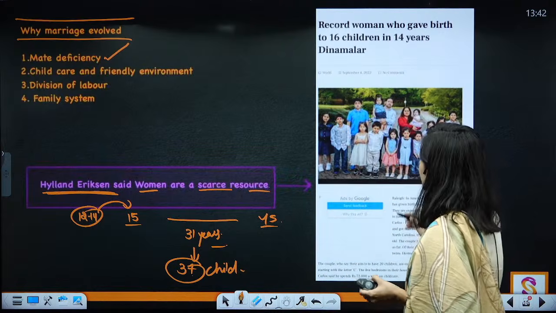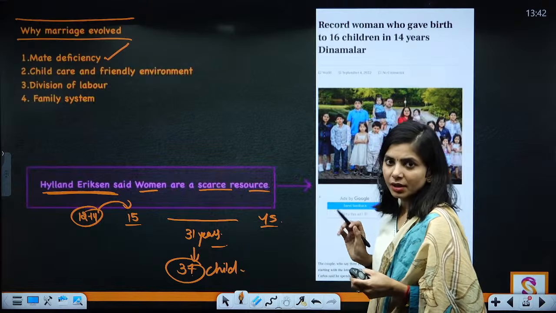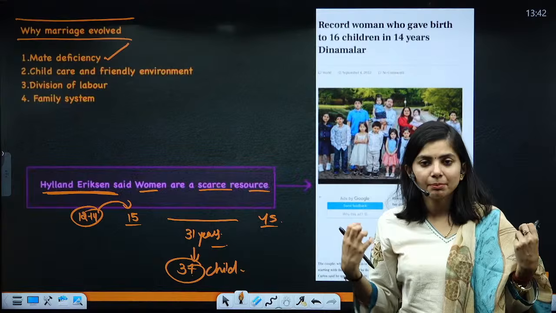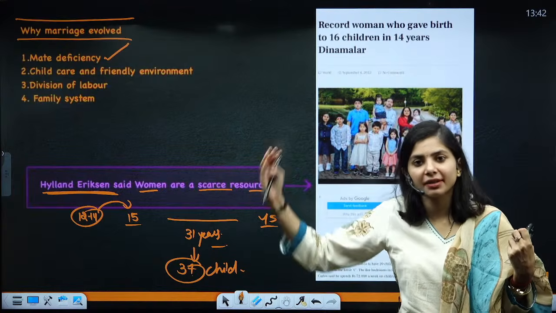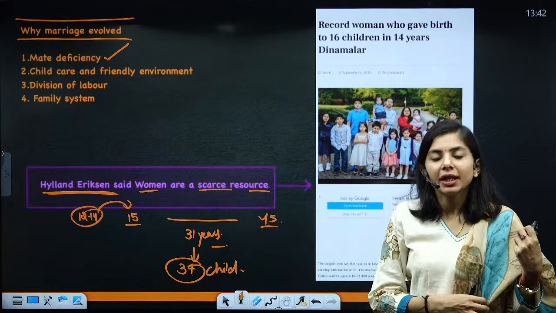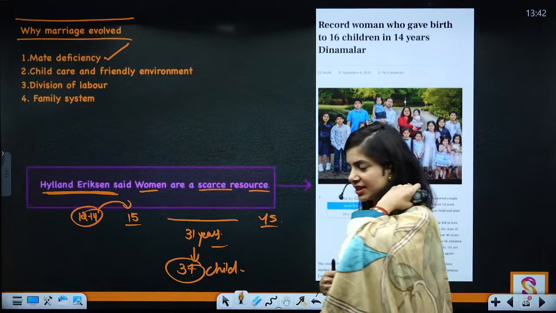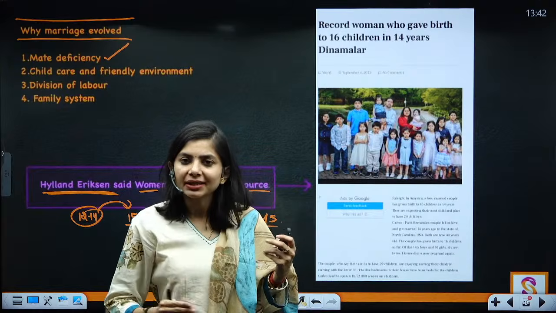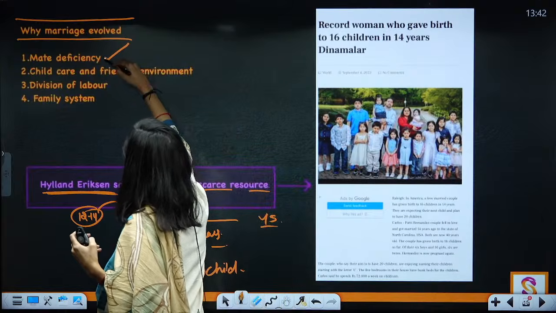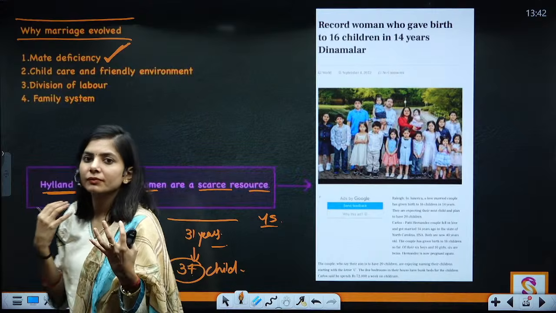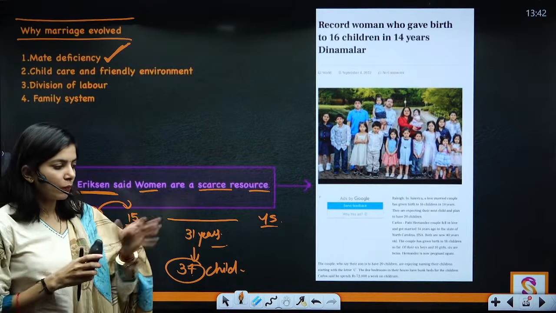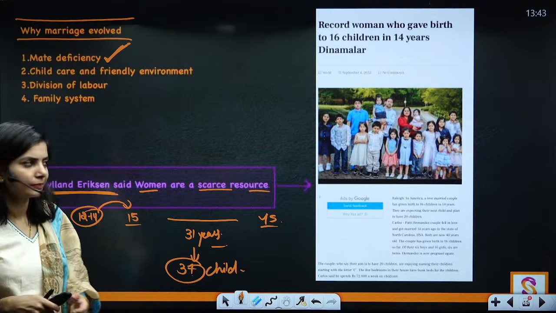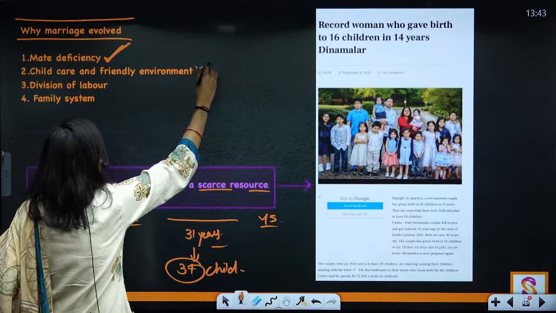But males do not have the same. Males can have, you can't even count, that many children. So in the earlier time period there was a mate deficiency, and to determine that this is their mate, they used to have marriages, so that one male and one female cannot engage with anyone else. Next is child care and a friendly environment.